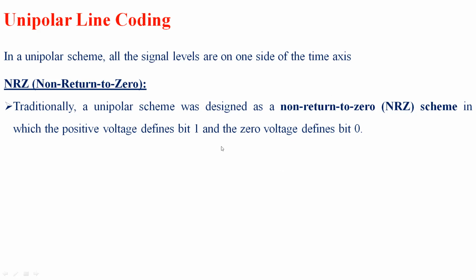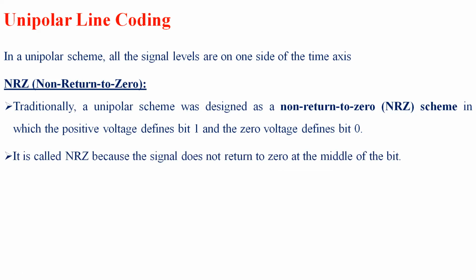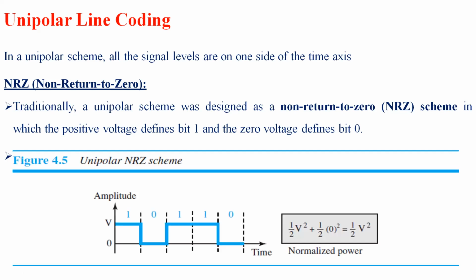So the unipolar scheme will make use of only one voltage level. We call it non-return to zero. Why? Because the signal doesn't return to zero in the middle of a bit. See, observe here, we have a unipolar NRZ scheme. This coding scheme is very inexpensive and simple to implement. In this example, the signal doesn't return to zero anywhere in the middle of the time axis.